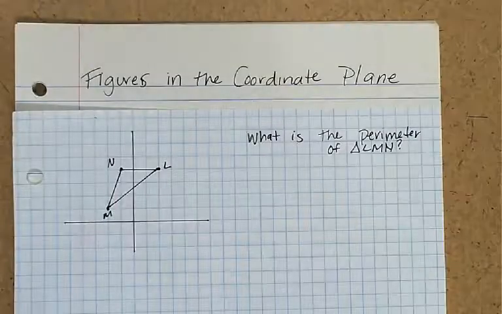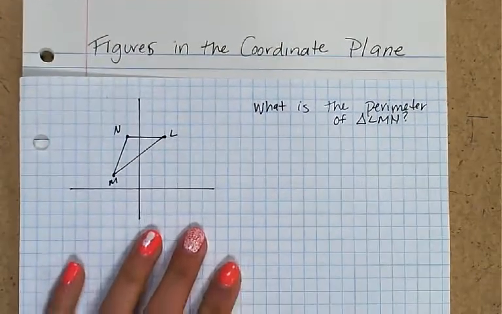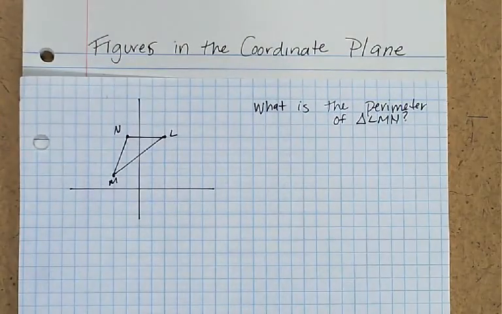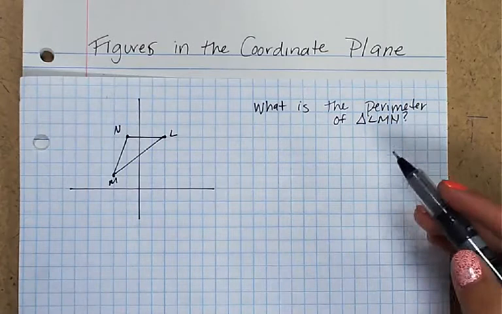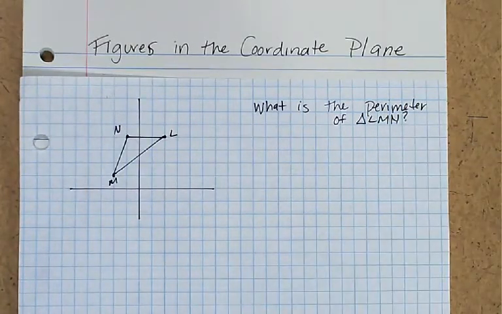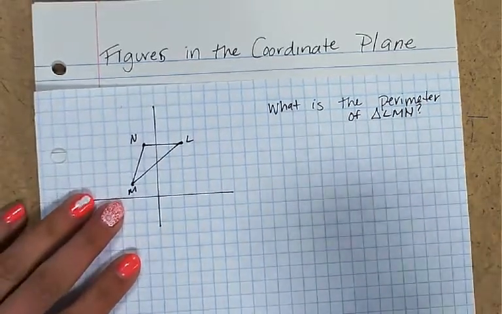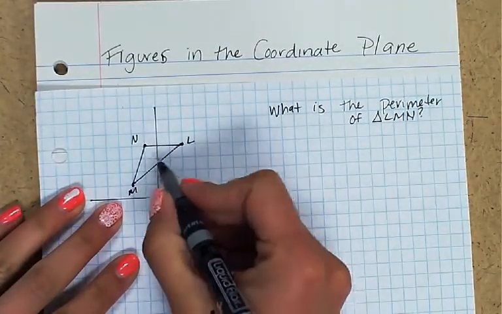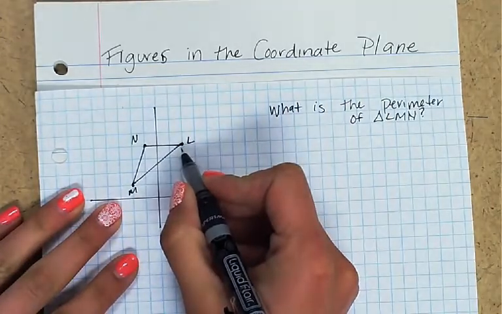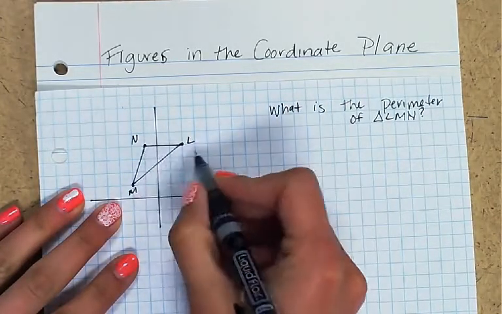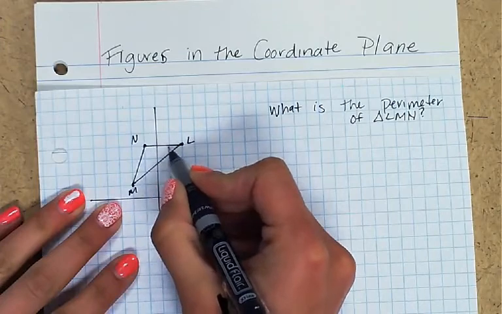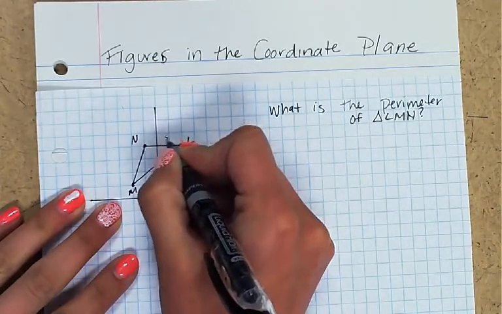There are also a lot of questions similar to this one, where it says what is the perimeter of whatever the shape is. So this one is saying what is the perimeter of triangle LMN. To find the perimeter, you add up all the side lengths, so we have to figure out what those lengths are. Whenever you have a horizontal line like this, you can just count the boxes. So from N to L, that's 1, 2, 3 units.